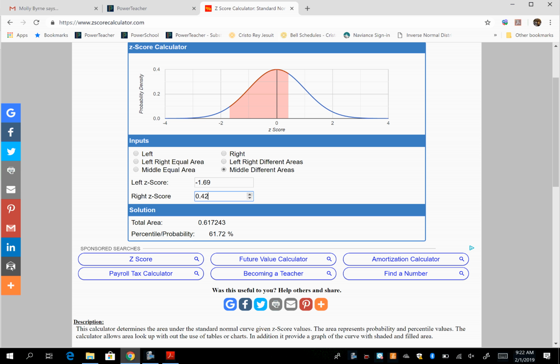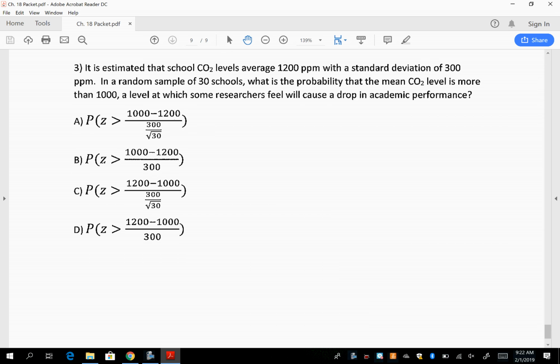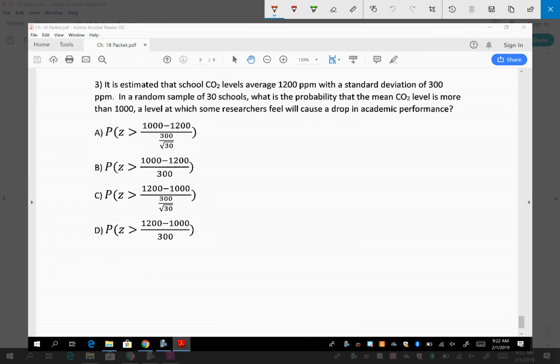All right. Almost there. Last one. Yes, it's a multiple choice question. All right. Let's go with Yesenia. Read number 3 for us. It is estimated that school CO2 levels average 1,200 ppm with a standard deviation of 300 ppm. In a random sample of 300 schools, what is the probability that the mean CO2 level is more than 1,000?